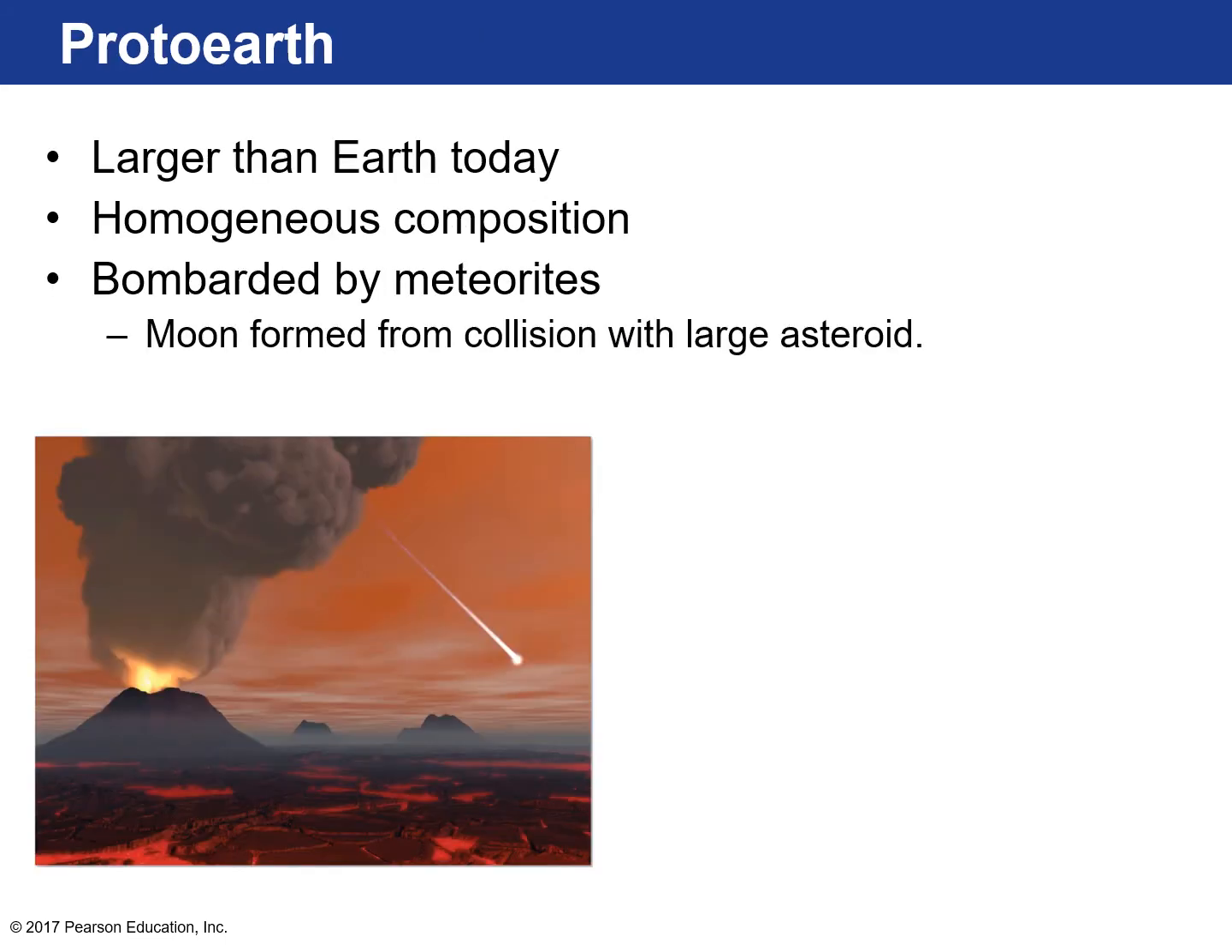And our Protoearth formed, and initially, as it formed, it was a really hot, silicate, rocky Earth that was like a magmatic ocean, and it slowly started to cool down. It was a lot larger than the Earth today. Its composition was homogeneous, meaning that it was all one composition, very well mixed, and it was bombarded by meteorites. And meteorites are just leftover portions of planetesimals that weren't part of planets. So there were a lot of collisions, and that really heated up the Earth.